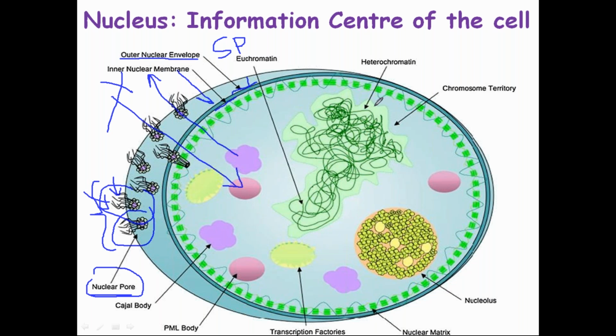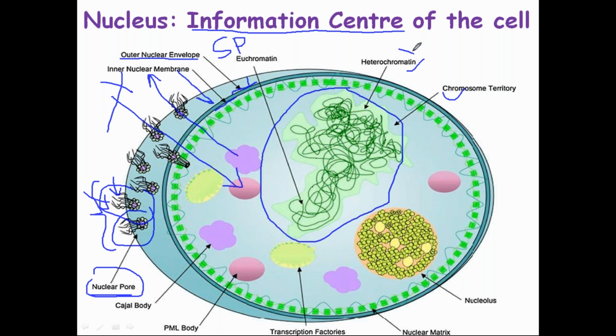Okay. Now see, this is our DNA. What is the function of this nucleus? The function is that it stores the genetic information. It stores the DNA. That is why it is called the information center. Why is it called the information center? Because it has our DNA, our genetic material. The heterochromatin and the chromosome territory. You don't have to worry about these words. Just remember that there is DNA present inside our nucleus.